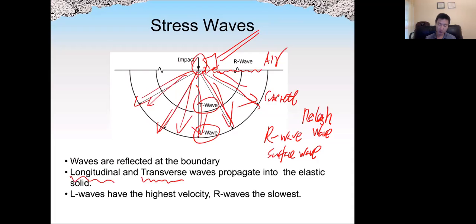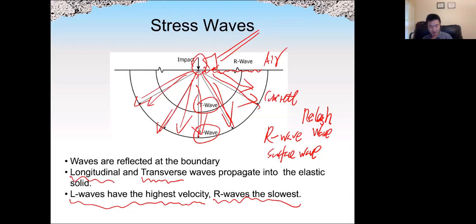So what's the difference between longitudinal wave and transverse wave? Before we do that, let's mention the longitudinal wave has the highest velocity. The speeds of these three waves are different. The L wave has the highest velocity, and the surface wave or R wave has the lowest velocity.